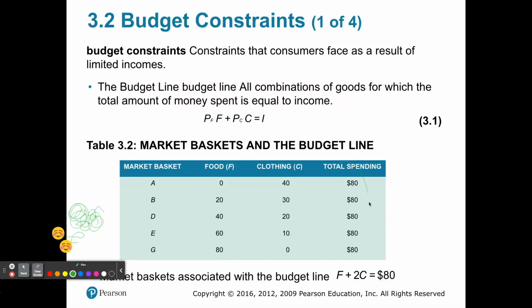You notice here that the income is always the same, 80. So now it's just based on my ability to spend that entire budget. Because the prices are not changing, that trade-off between the two will be constant, unlike the indifference curve, where the marginal utility from a product was actually changing. That would not be the case here.